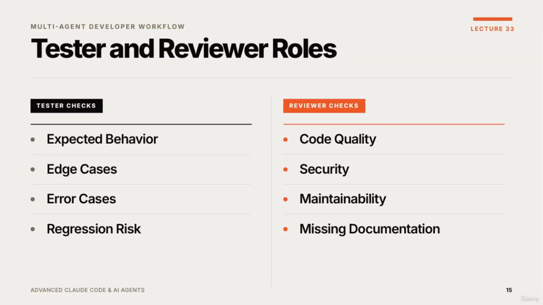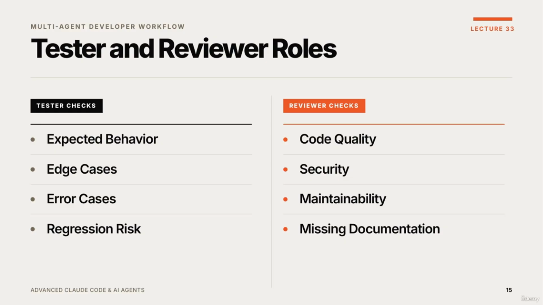On this slide, we're focusing on the multi-agent developer workflow, specifically highlighting the roles of testers and reviewers. For testers, their main responsibilities include checking for expected behavior, ensuring the system handles edge cases correctly, identifying error cases, and assessing any potential regression risks that might arise from recent changes. This thorough testing helps catch issues early and maintain system stability.